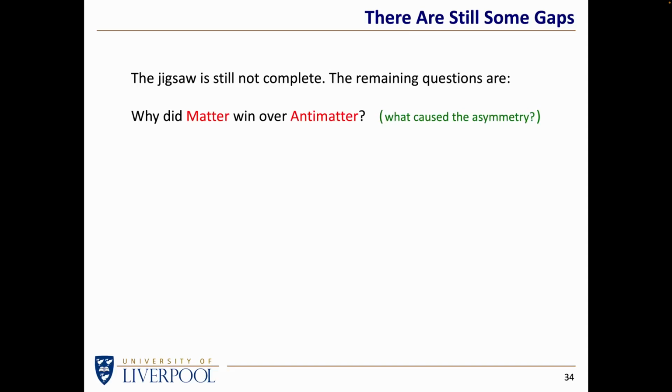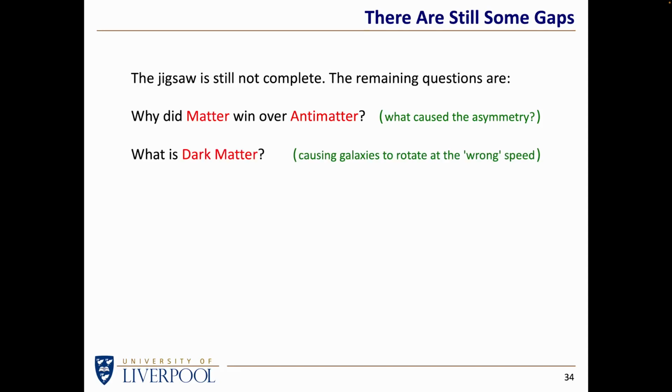Why did matter win over antimatter? It appears that it did because we are here and the observable universe is dominated by matter. There's only a little bit of antimatter floating around. So what caused that original asymmetry? We can study the asymmetry using particle physics, but we don't necessarily understand the origin of it.